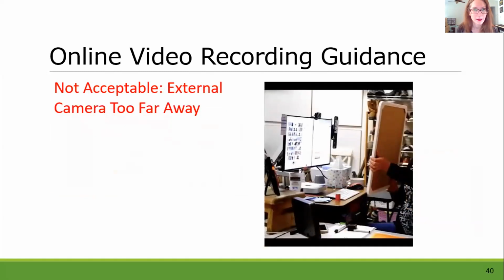Okay, so this is the example of using the camera to record. It's just too far away. The distance plus the angle makes it very difficult to tell if those students in those tiny little squares are actually engaged. They could be photos or avatars. And so if it was just a little bit closer, had a better angle. Other than that, we'd like to see a lot of movement in those squares to determine that the students are in fact there. And to the next slide.